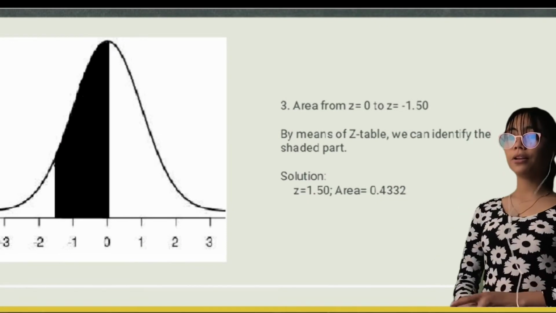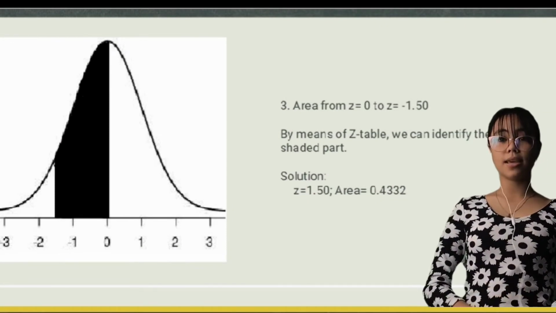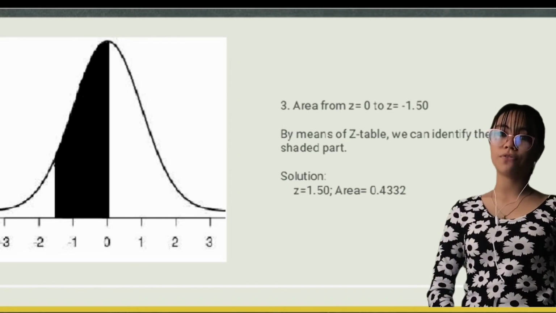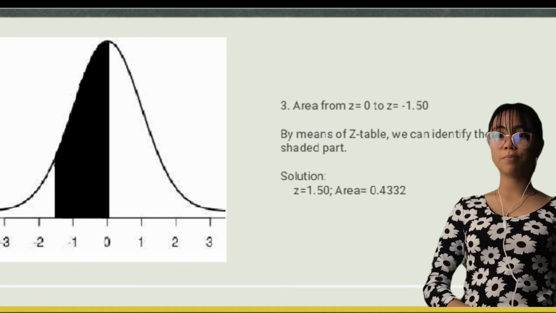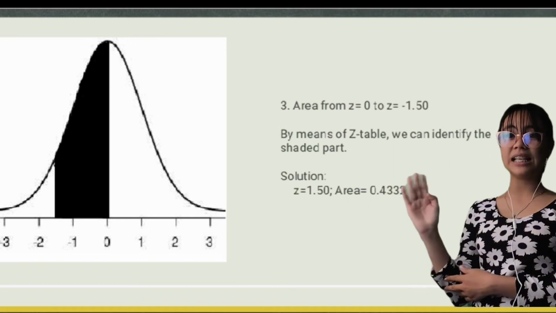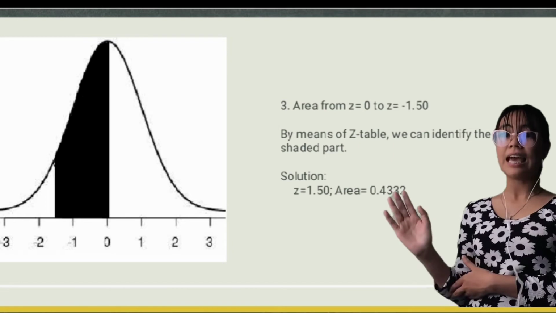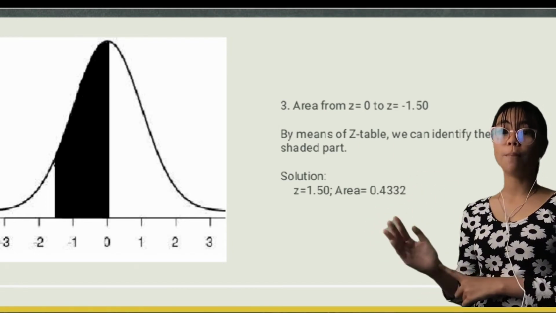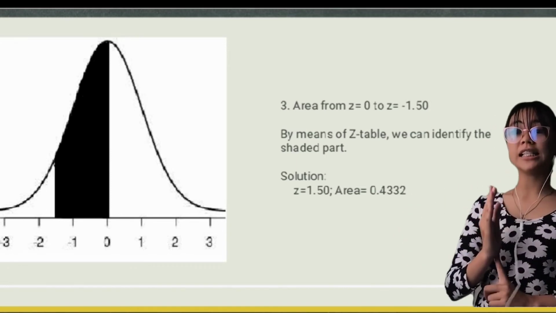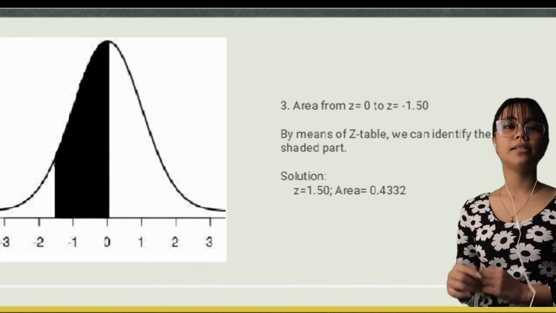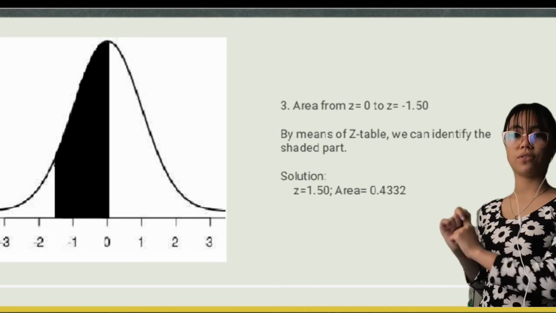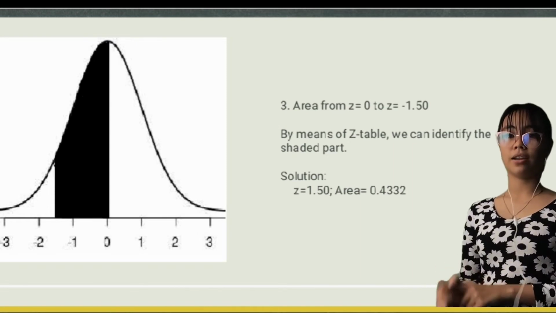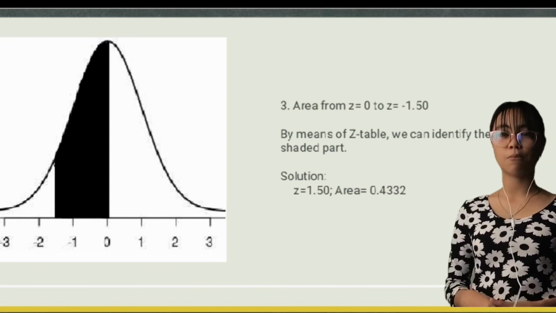Next is number 3. Area from z is equals to 0 to z is equals to negative 1.15. Same process, but as you can see, we have the z is equals to negative 1.50, so it means we are going to shade the bell-shaped curve from the left part since it is negative. Z is equals to negative 1.50, and after shading, we are going to identify the given area by the means again of the z table.